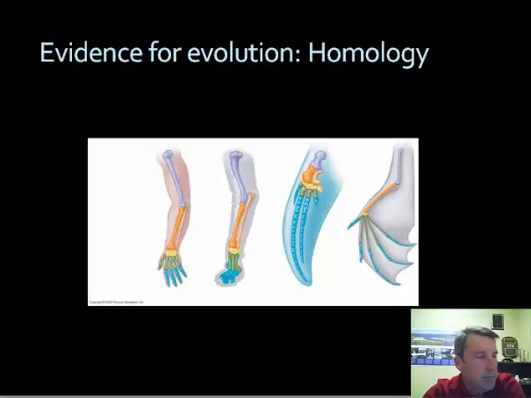And so the logic goes that these similarities go back to supporting a view that they all had a common ancestor somewhere in the past. So this is certainly one perspective of the structures being homologous, that they have a common ancestor in the past.